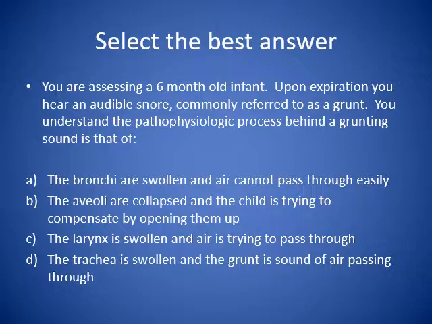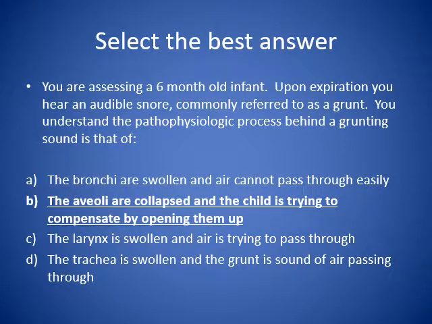pass through easily. B, the alveoli are collapsed and the child is trying to compensate by opening them up. C, the larynx is swollen and the air is trying to pass through. Or D, the trachea is swollen and the grunt is the sound of air passing through. Pause me, think about it for a minute, and then restart.